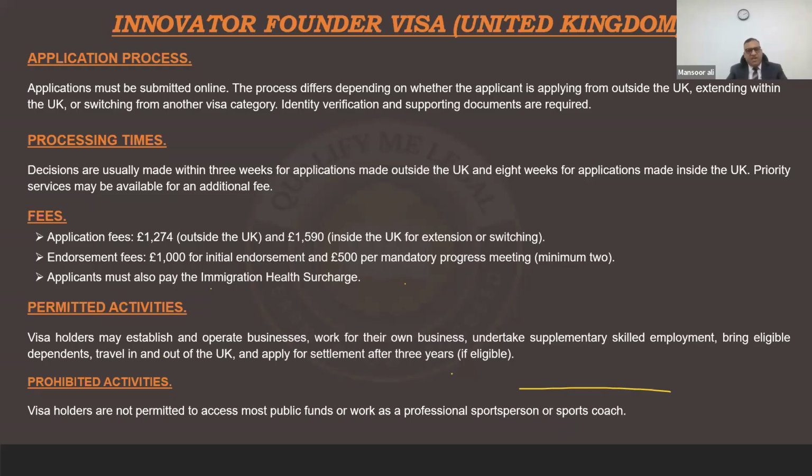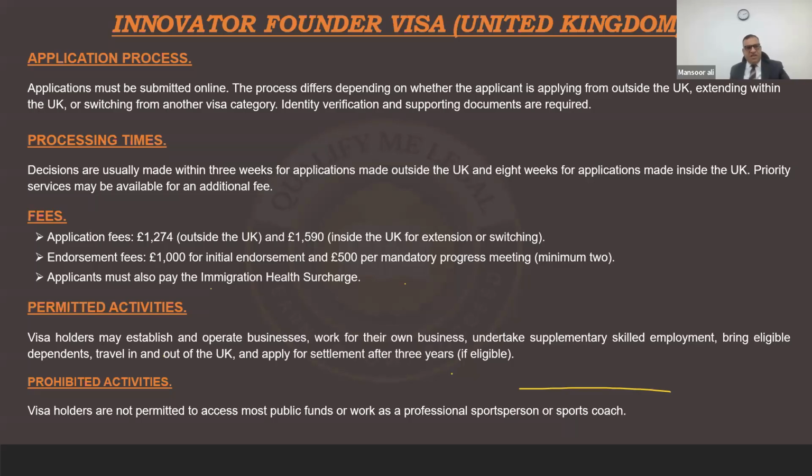Once the application has been submitted, the processing time, this processing time I picked up on the Home Office website, but nowadays they are taking quite a long time. There's a priority service available as well from the UK. The Home Office normally charge extra fee if you have opted for the priority service. The application fee for this innovator category from outside UK is £1,274, and inside the UK is £1,590.